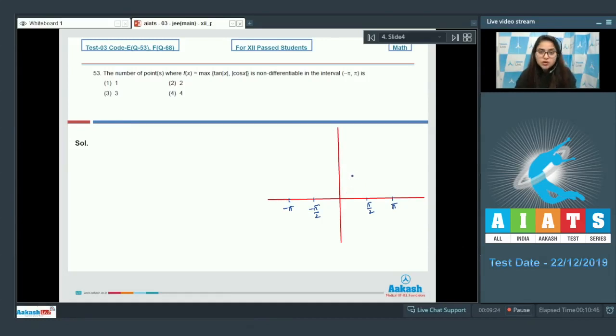So just draw the diagram for x positive, which is for tan x when x is positive, and the question is asking tan of mod x. So for the negative part, the graph is going to be the mirror image about the y-axis.